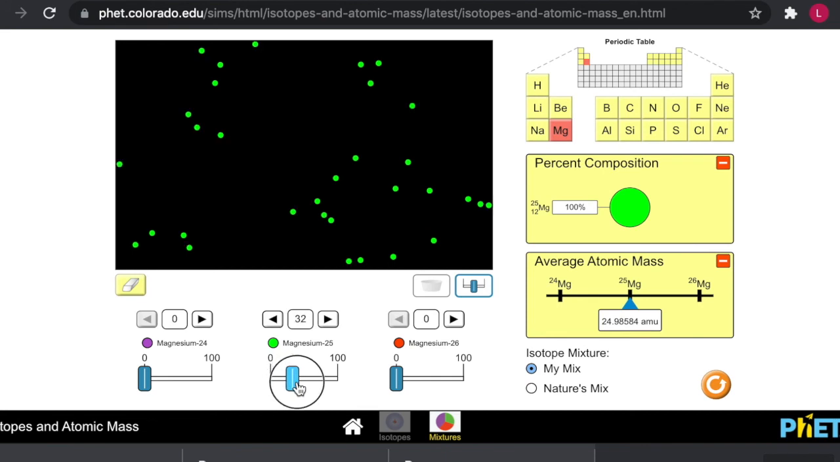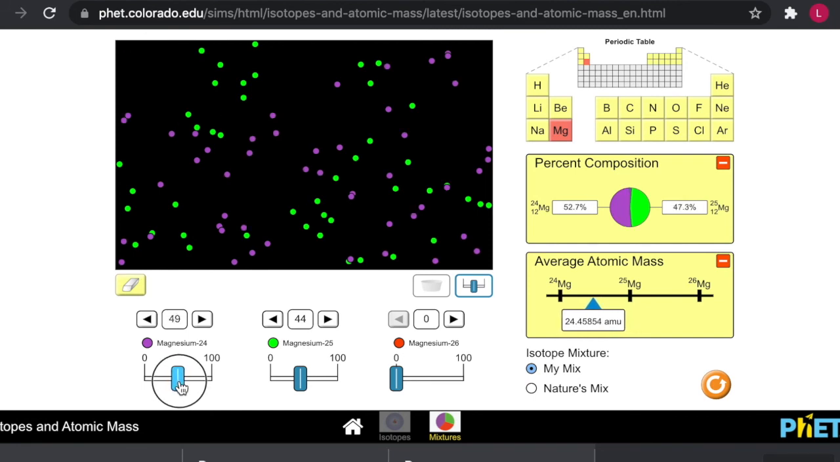So if we have a bunch of magnesium-25 in there, if it's 100% magnesium-25, then the mass is going to be really close to 25. It ends up being 24.98584. So it doesn't end up being exactly 25 because the mass of the proton and the neutron are not exactly 1. Or if you have a mixture of magnesium-24 and magnesium-25, that's going to lower the average. The average is no longer going to be close to 25, it's going to be somewhere in between 24 and 25.